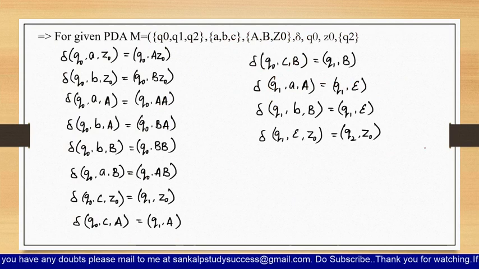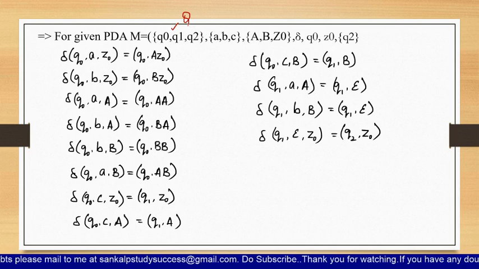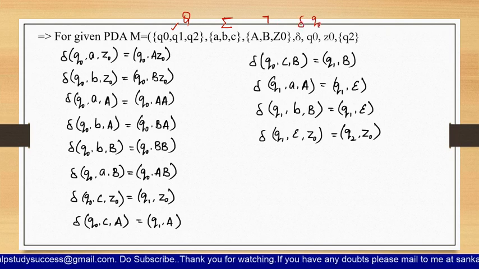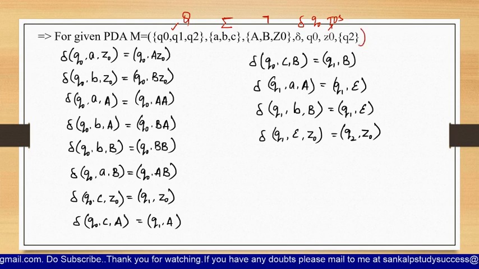This is the question which is given to us, for the given push down automaton M. Q0, Q1, Q2 are the set of states, and A, B, C are nothing but the sigma, which are the input symbols, that means the input alphabet, and A, B, Z0 is the stack alphabet, and this is the transition function as we know, and this is the initial state Q0, and Z0 is the top of the stack. Q2 is the final state. So this is the 7 tuple notation which we have in our push down automaton.